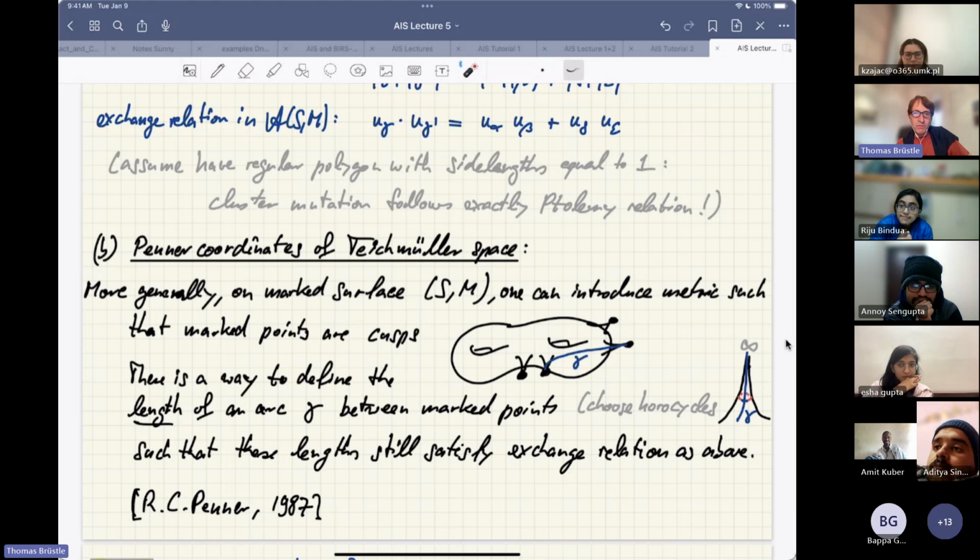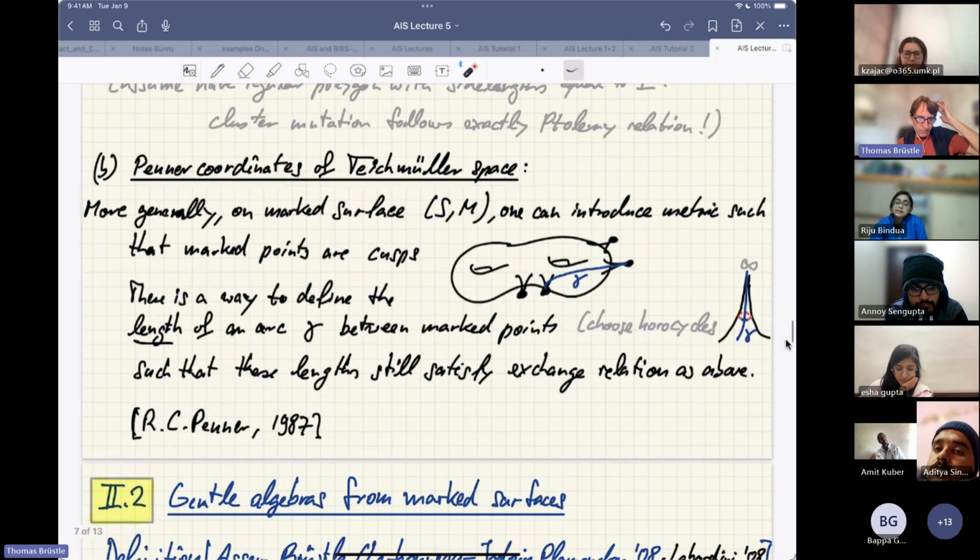So what do we have now? We have a nice cluster algebra for any marked surface. We understand a little bit what the clusters are, they are triangulations, what the cluster variables are, they correspond to arcs, and we know how to mutate an arc in a given triangulation. And what I really want to come to now is the gentle algebra. Gentle algebras, I think this was even in the title of my lecture notes, so I have to come back to gentle algebras.